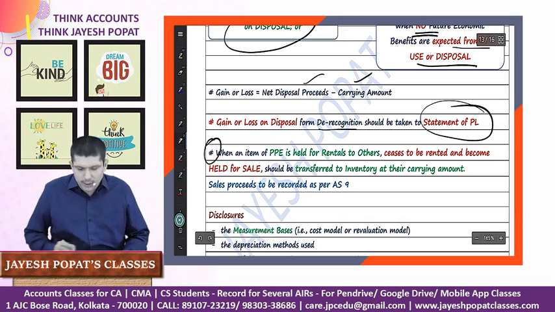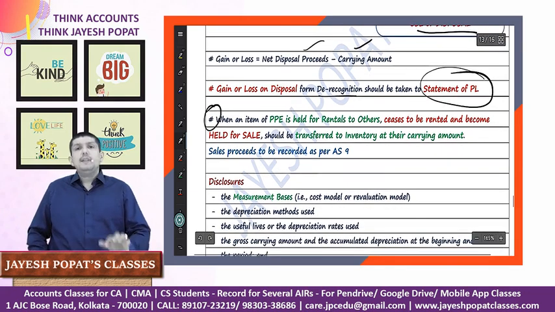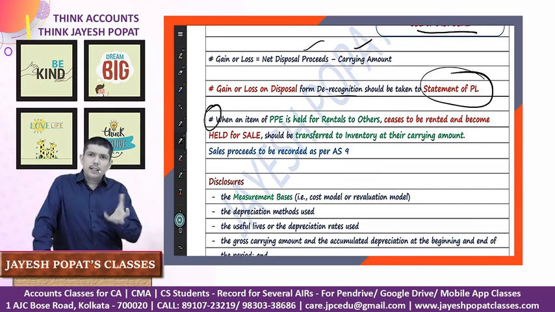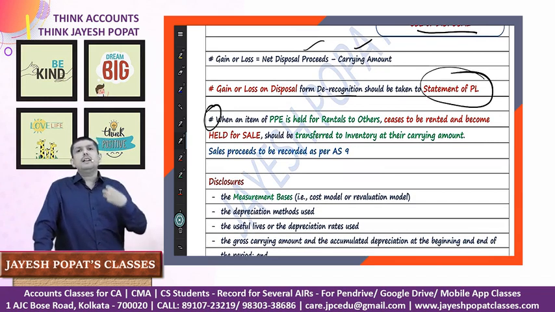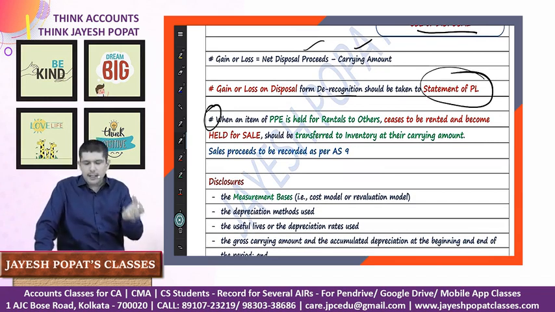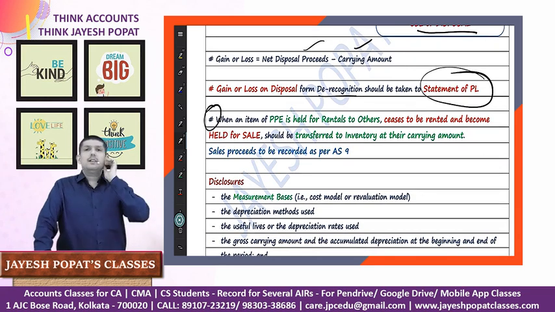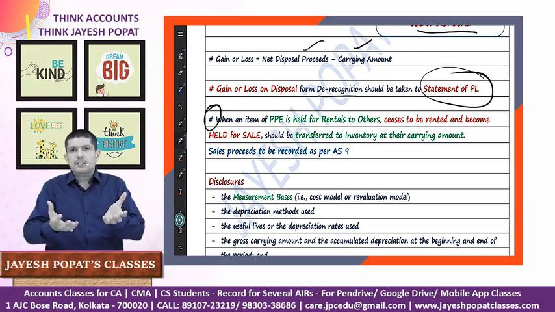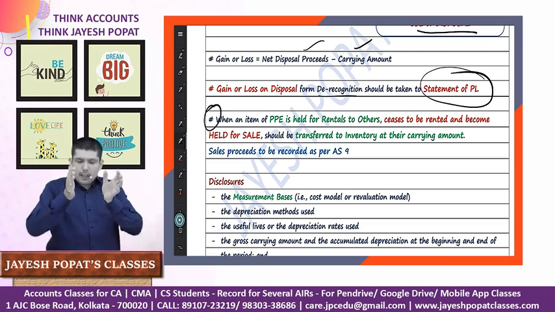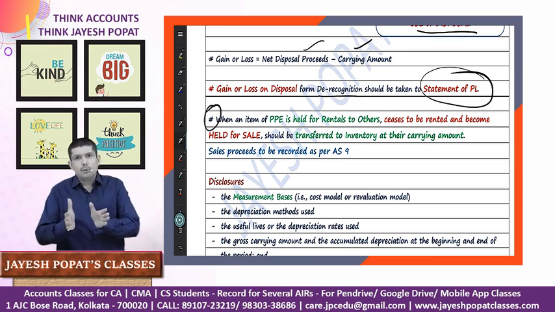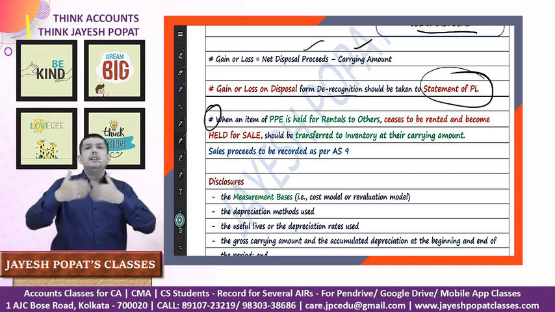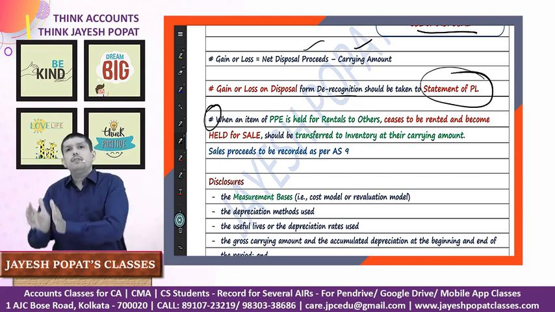Another important point: we said that the definition of PP is an asset held for use, or for rentals to others. So if you're holding an item of PP and giving it on rental to other people, and after a certain number of years you sell off that particular asset, right? Maybe I have a fleet of cars and I'm renting that fleet and earning rental income. A couple of cars in that fleet have become old and now I want to dispose of these cars. So I'm not using them for rentals. Now it is held for sale, right?